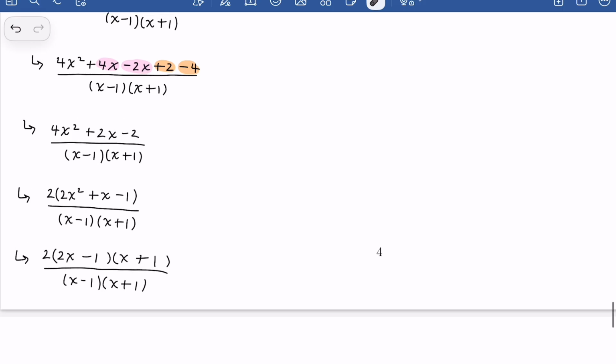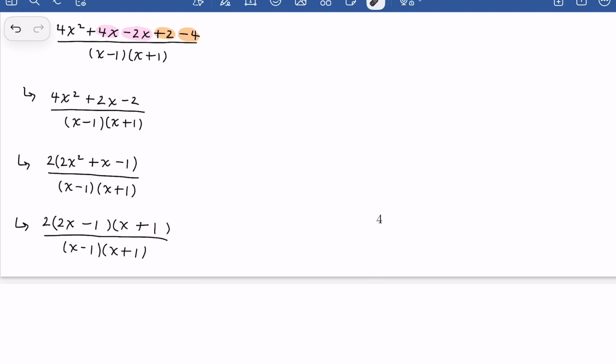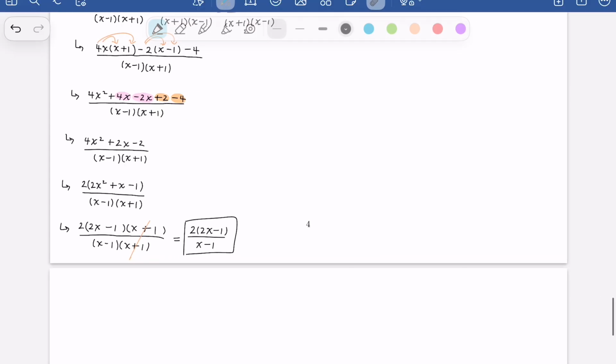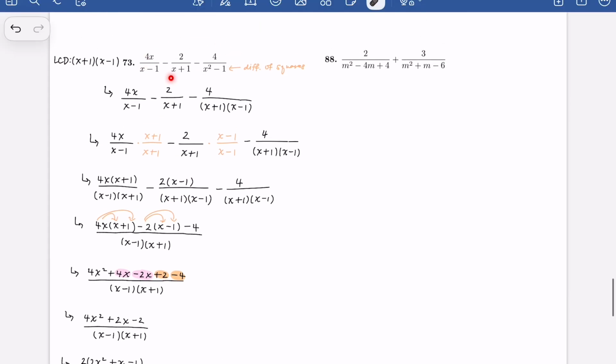All right, so we pulled out the common factor of 2 here, then we were left with this trinomial, and now we factored this trinomial. Okay. Now the next thing that we want to do is see if we can simplify this. And notice we have an x plus 1 and an x plus 1 here. So these guys can cancel. And our final answer in lowest terms is going to be 2 times 2x minus 1 over x minus 1. And this would be our final answer that we get after subtracting these three rational expressions.